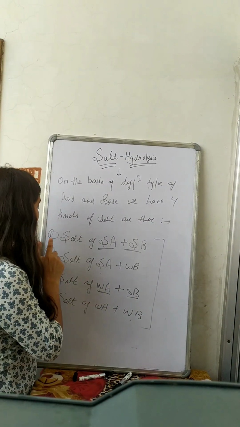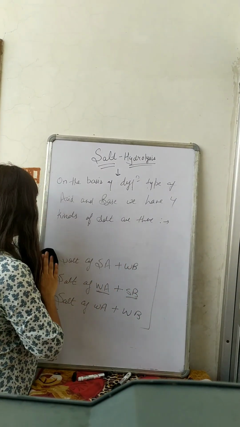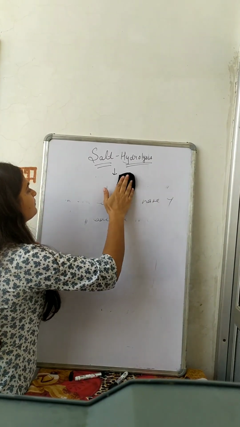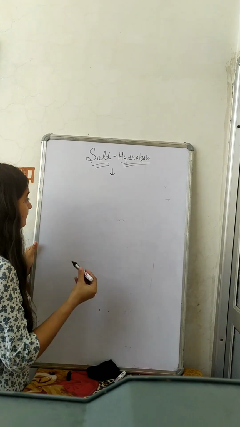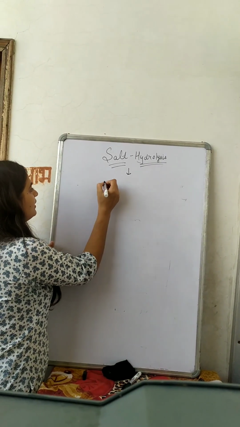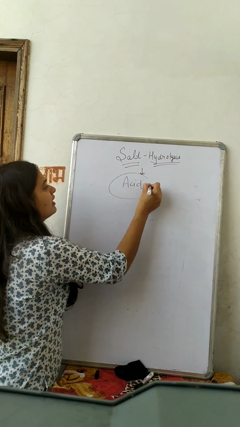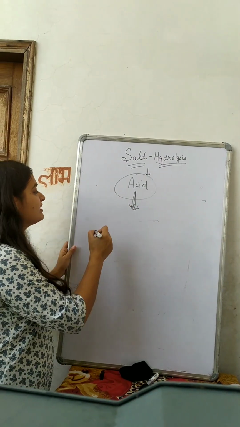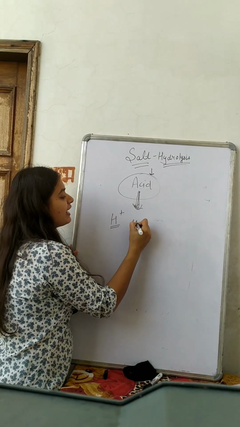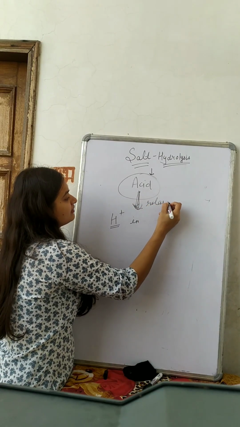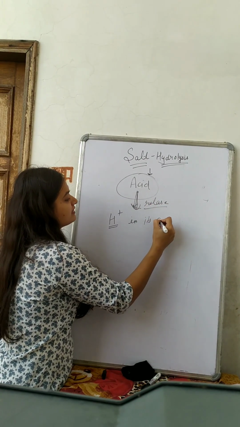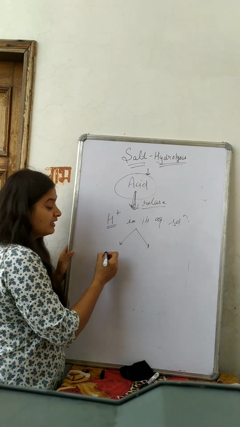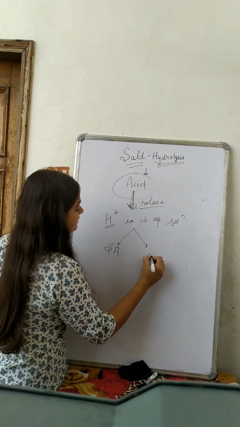Before starting this topic, first we take a little idea about what acid and base are. First we study the acid. What is an acid? Acids are those which can release H+ ions in their aqueous solution. We classify acids into two categories: strong acid and weak acid.